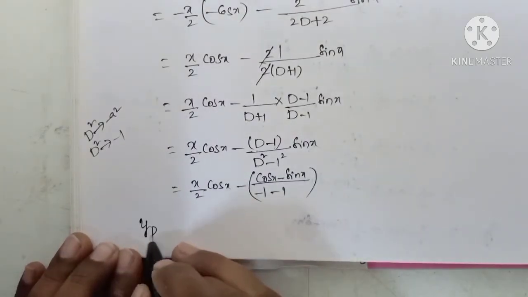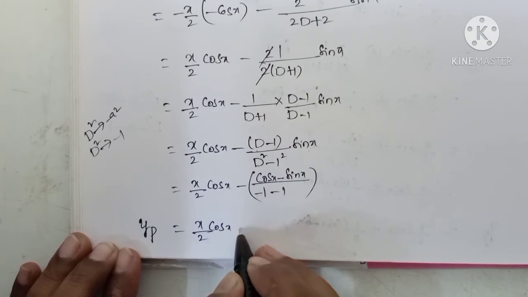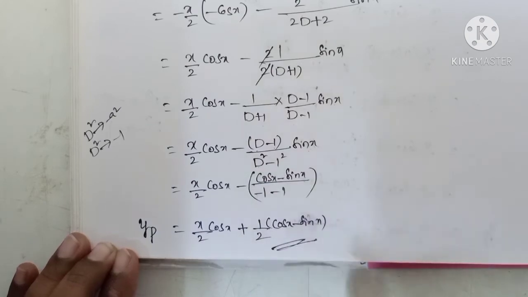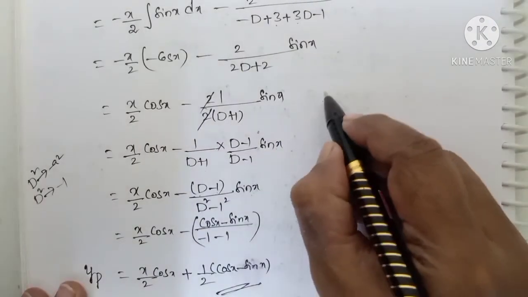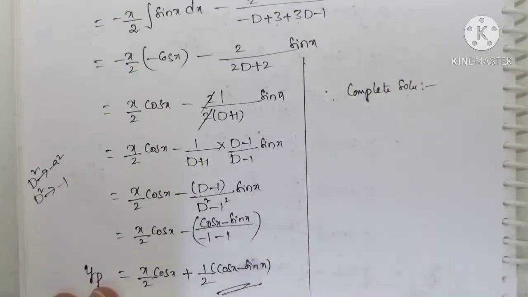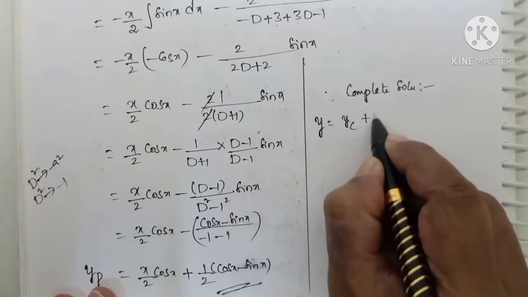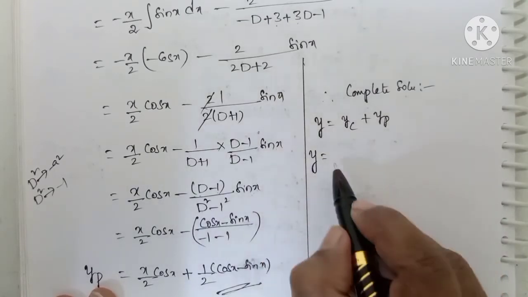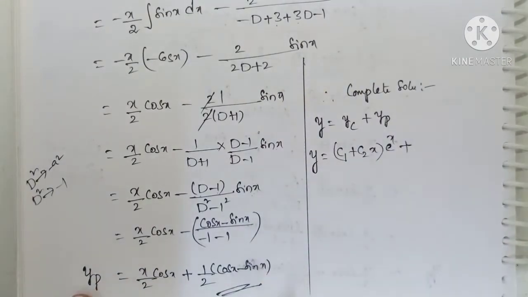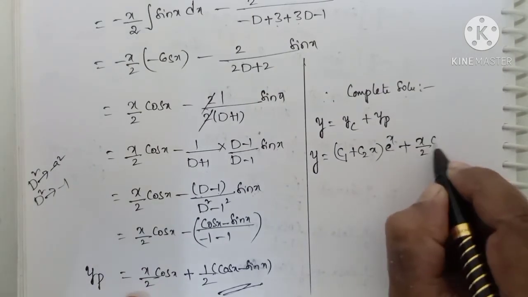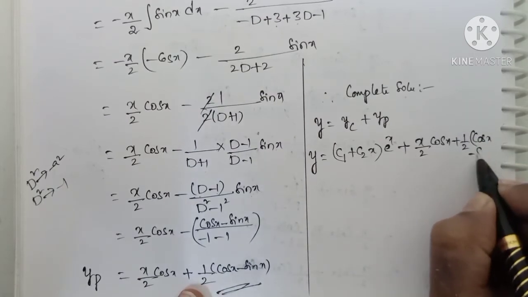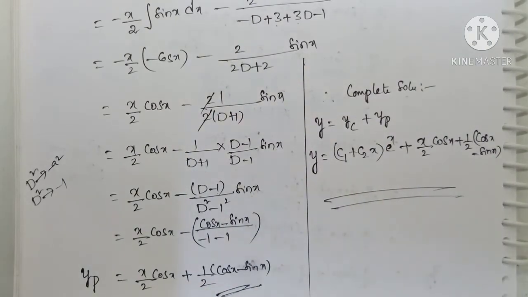So yp equal to x by 2 cos x plus 1 by 2 cos x minus sin x. This is the particular integral. Therefore, complete solution: y is equal to yc plus yp. y is equal to the complementary function c1 plus c2x into e power x. Just now we found out yp, x by 2 cos x plus 1 by 2 into cos x minus sin x. This is the complete solution.